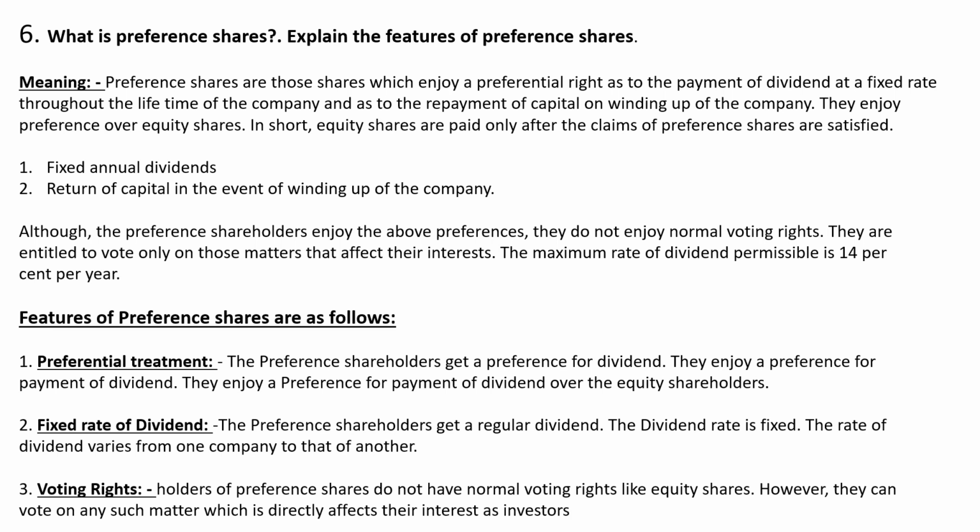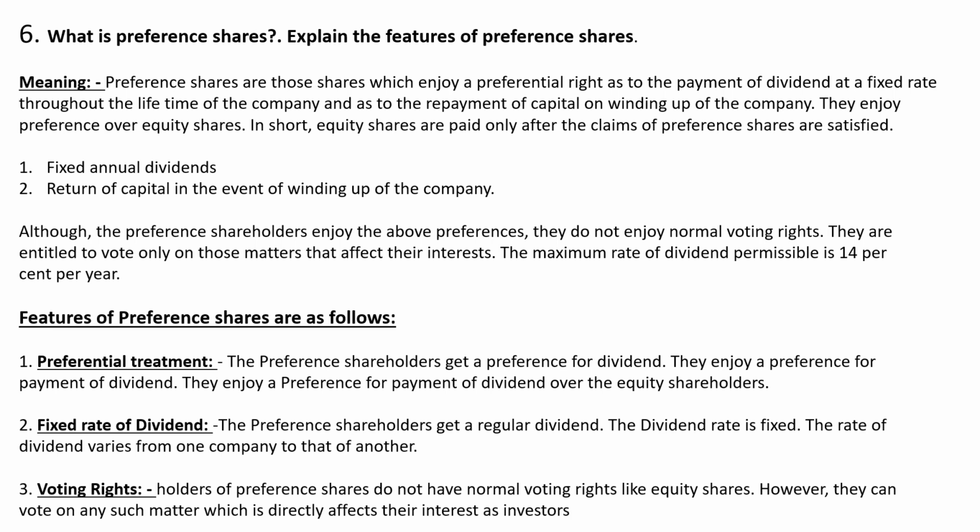First, fixed annual dividend. Second, return on capital in the event of winding up of the company. Although the preference shares enjoy the above preference, they do not enjoy normal voting right. They are entitled to vote only on those matters that affect their interest. The maximum rate of dividend permissible is 40% per year. Features of preference share are as follows.